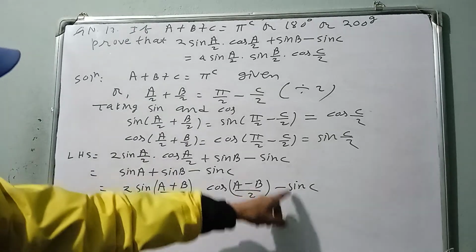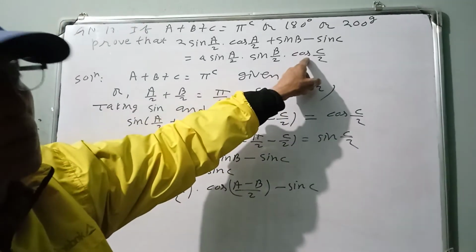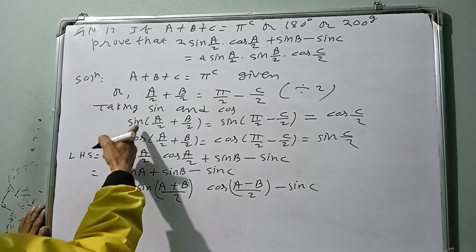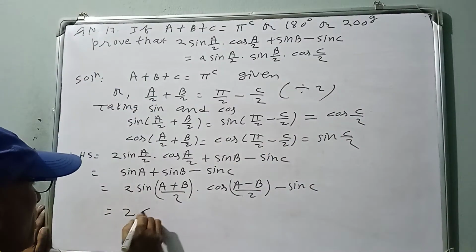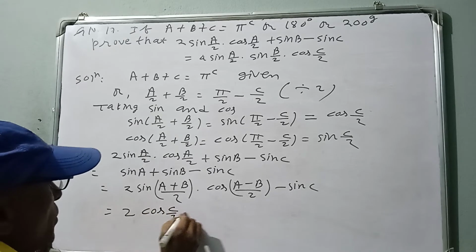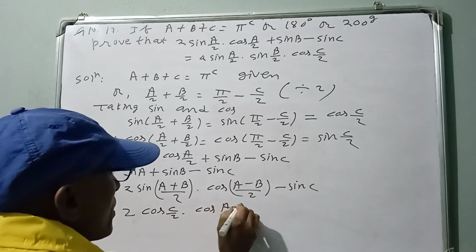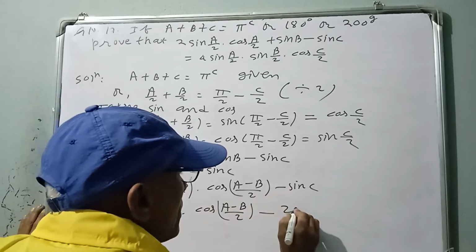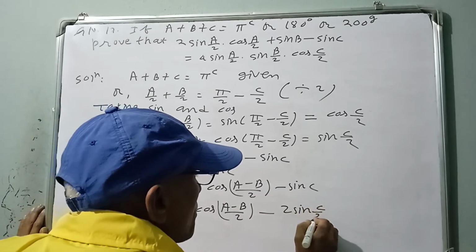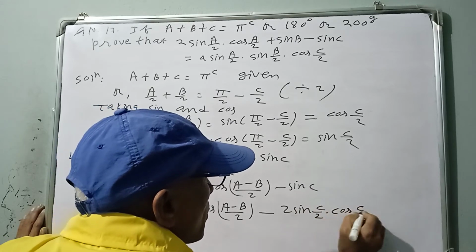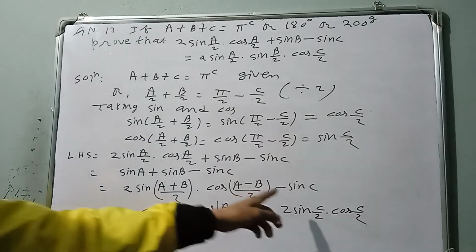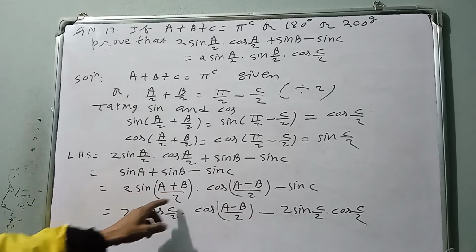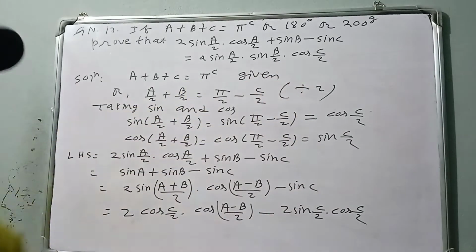See, what is there? Sin C, there is cos C. So you have to change. 2 sin A plus B by 2. Sin A plus B by 2 is cos C by 2, into cos A minus B by 2 minus sin C, which is 2 sin C by 2 into cos C by 2. See, here sub multiple angle, half angle. There sin A plus B by 2 is cos C by 2, already proved.